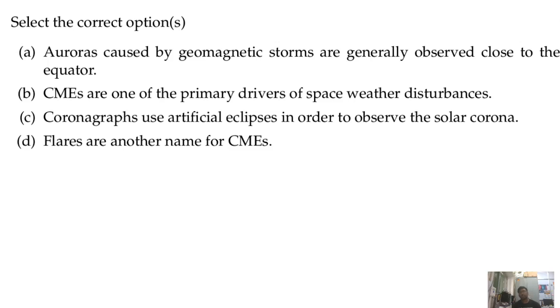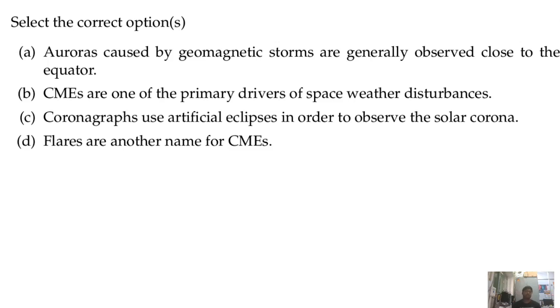Now depending upon all this information, if we try to find out the correct options here: auroras caused by geomagnetic storms are generally observed close to the equator, which is not correct, because auroras are observed close to the poles due to the magnetic field structure in those particular regions. Second, CMEs are one of the primary drivers of space weather events, which is correct.